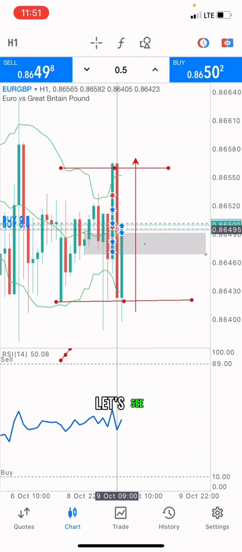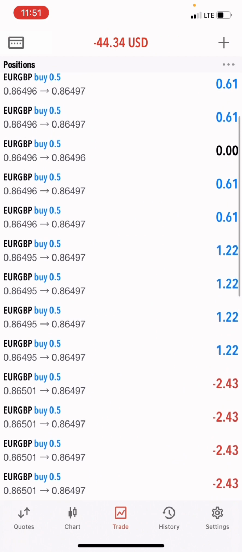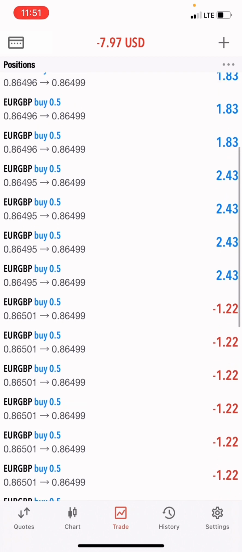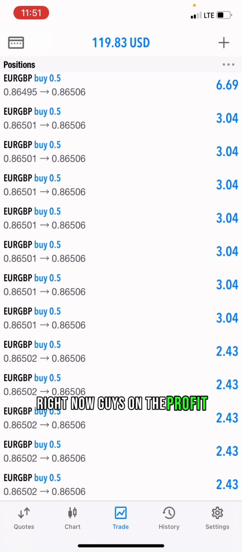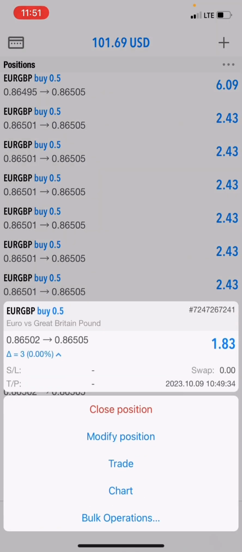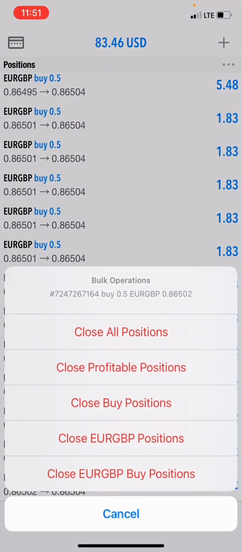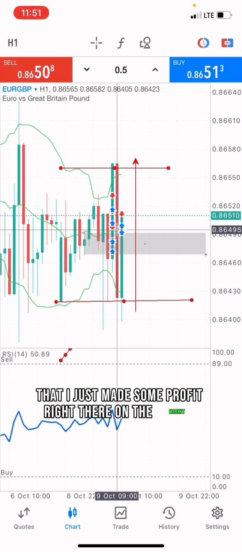Let's see, $10 profit. Right now guys, we're in profit. Now I'm going to close the trade. I'm going to close all the positions. Let's wait. Yeah, I'm going to close 174. So right now you just see guys that I just made some profit right there on the market.